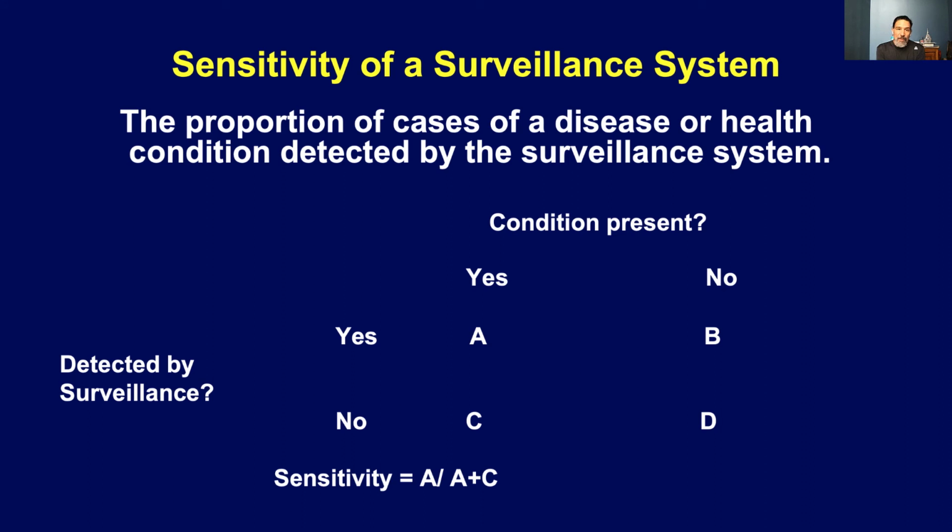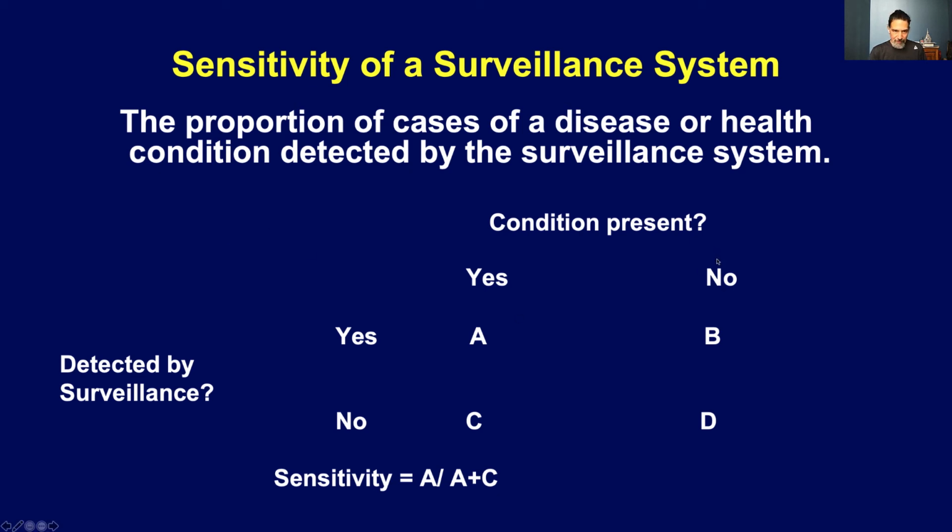Another attribute that's important for surveillance systems and infectious disease surveillance as well is the sensitivity of the surveillance system. We can think of the sensitivity of the surveillance system as the proportion of cases, it relates to completeness, the proportion of cases of a disease or health condition under surveillance that occur in the population that are actually detected by the surveillance system itself.